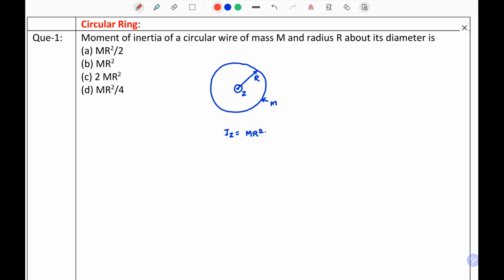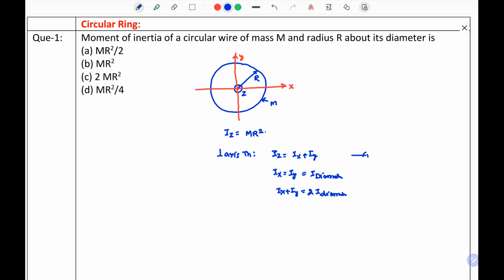Now we consider two perpendicular axes in the plane of the ring. Say this is the x-axis and another one is the y-axis. Then using the perpendicular axis theorem, we know that Iz will be equal to Ix plus Iy. And because Ix will be equal to Iy because of the symmetrical distribution, we can write it is equal to I of the diameter. Therefore, Ix plus Iy will be equal to 2 into I of diameter.